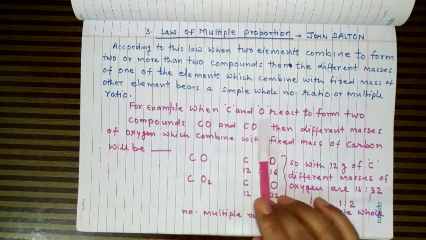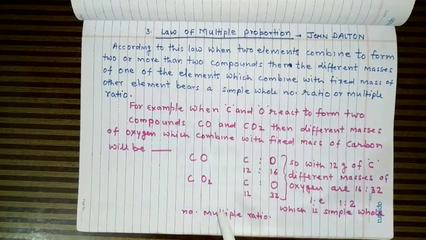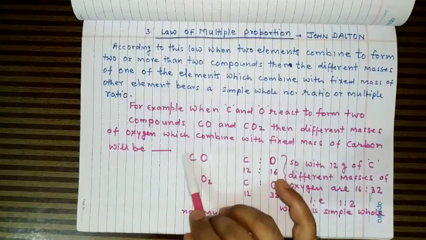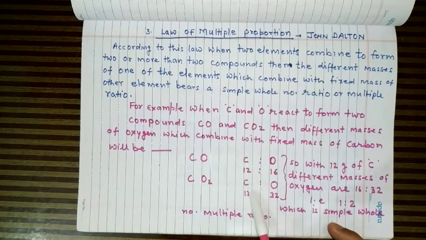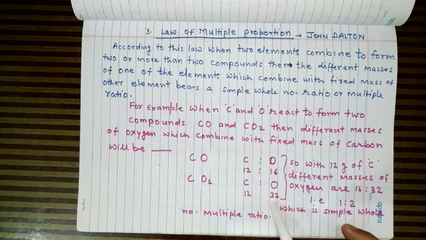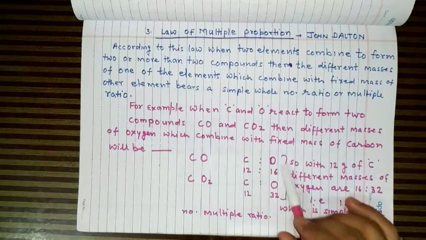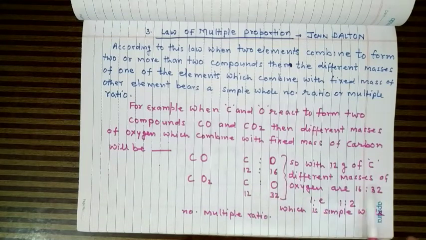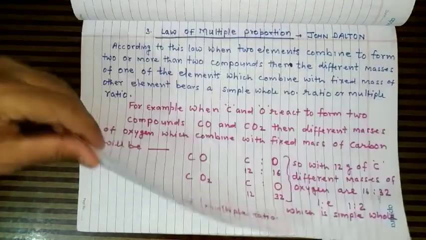For example, when carbon combines with oxygen to form carbon monoxide and carbon dioxide. If we see in carbon monoxide and carbon dioxide, by keeping one of the elements constant, here carbon is kept constant, 12 gram is taken, but with the 12 gram of carbon, the masses of oxygen reacting are 16 and 32 gram in the two different compounds. So the ratio of the different masses of oxygen which combine with the fixed mass of carbon is 1:2. That is the simple whole number multiple ratio.